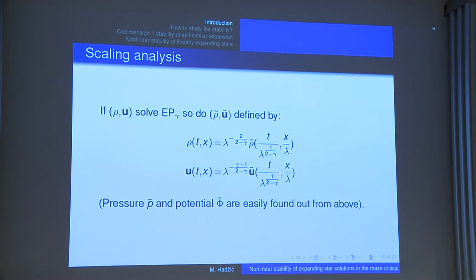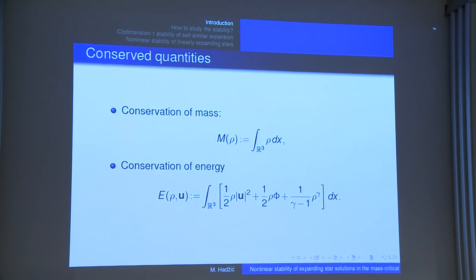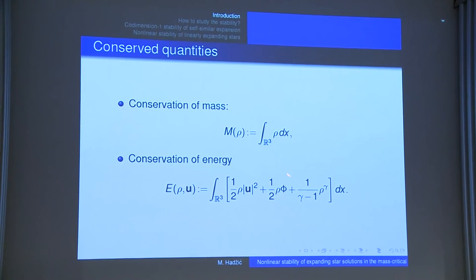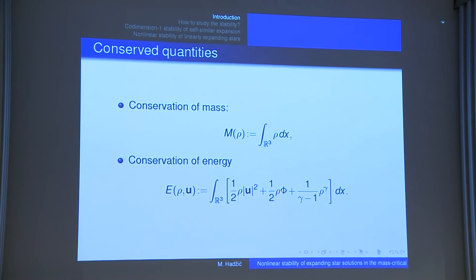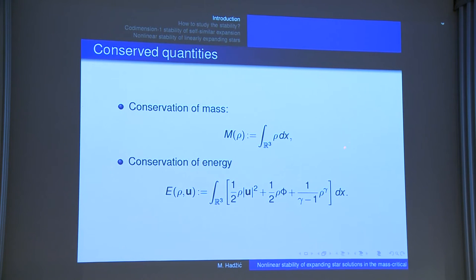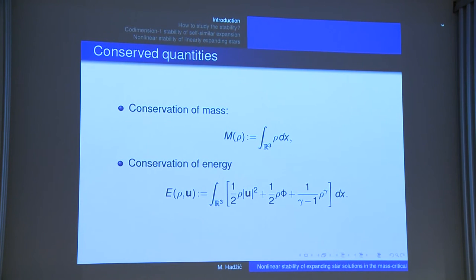Okay? The second ingredient that I'm sure you will appreciate, what are the conserved quantities? Well, the mass, this is easy, the integral of the density, and the total energy. Let's just briefly talk about the total energy. This bit here is the kinetic energy. This object here, remember, rho is Laplace phi. So if you integrate by parts, this becomes negative gradient phi squared. So this is just the gravitational energy, which gives a negative contribution. And this thing here, rho to the power gamma, is some sort of thermal energy of the star.